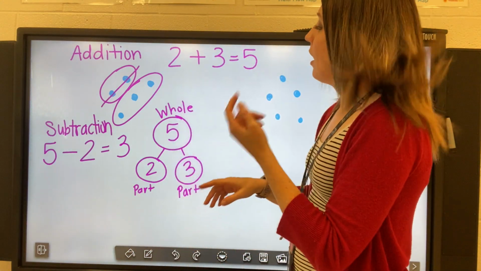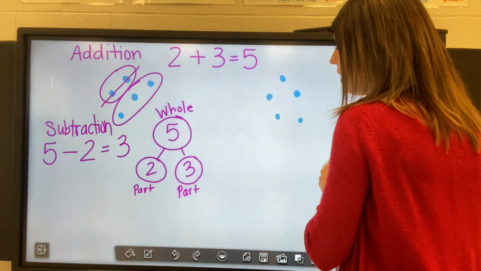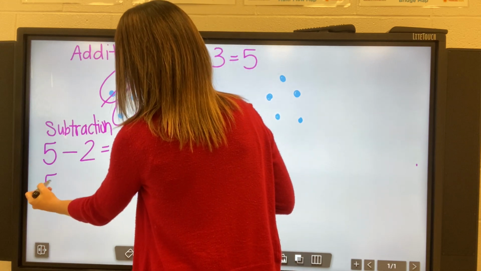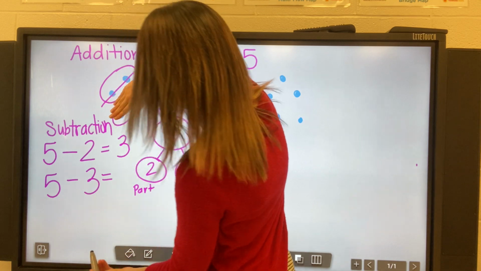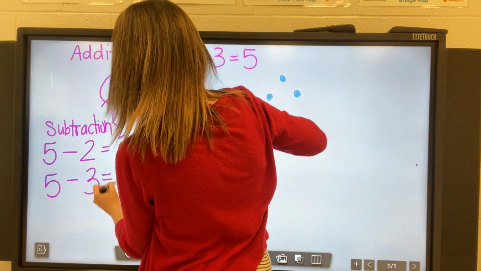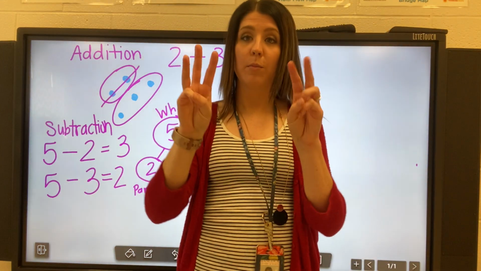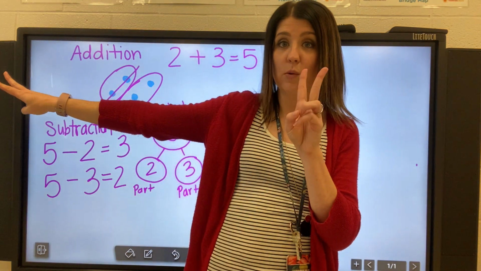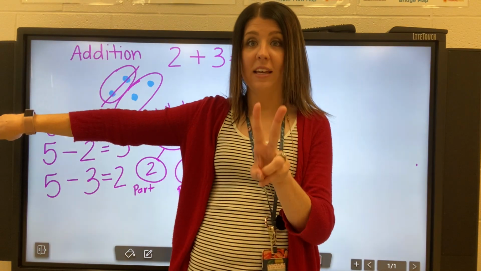Very good. Now, Mr. Minus could take the 3 away instead. If Mr. Minus changed his mind and he decided he wanted to take away the 3, if he took away the 3 instead, what part would be left? The 2 part would be left. So 5 minus 3 equals 2. So let's do that on our fingers. Put your 3 and 2 together. Minus 3 equals 2. Do that again. 5 minus 3 equals 2.